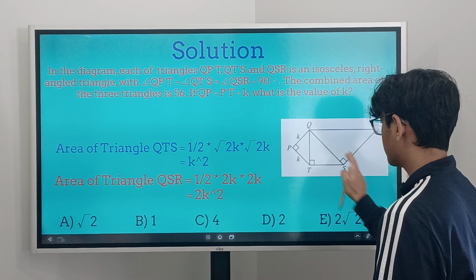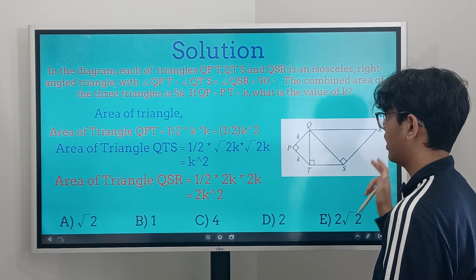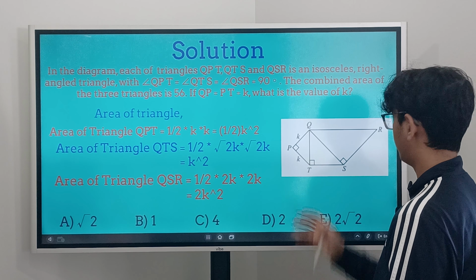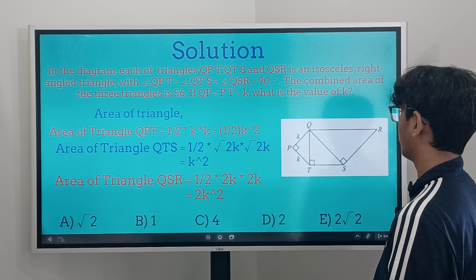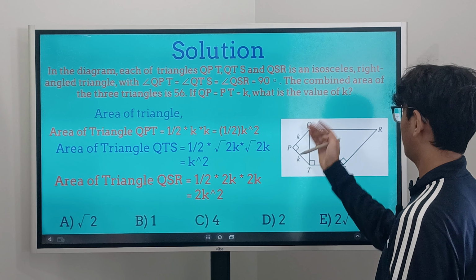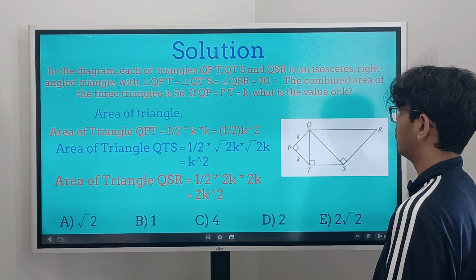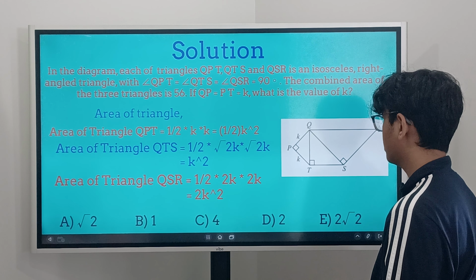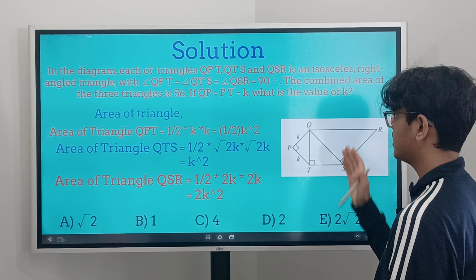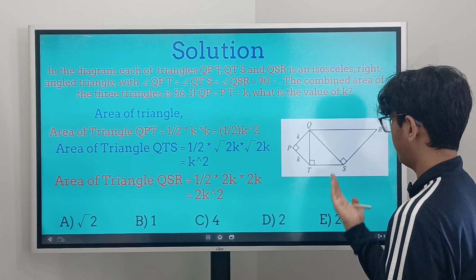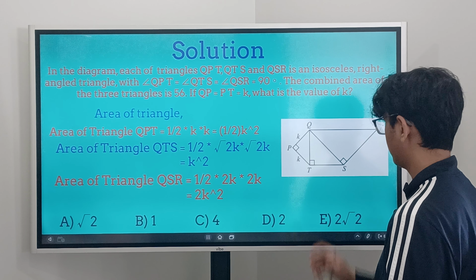And finally, let's find the area of the small triangle QPT. Same thing, half times base times height. Our base is equal to K, and our height is equal to K as well. So for the area of the smaller triangle, we get half times K squared. So these are all the areas we got. Now it's going to be very simple to find our K value.